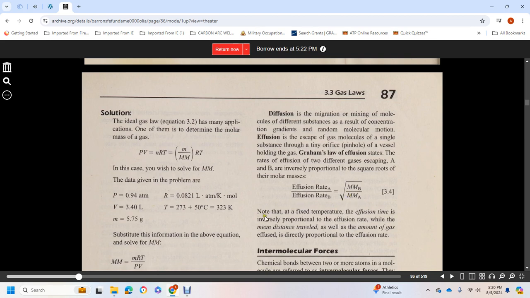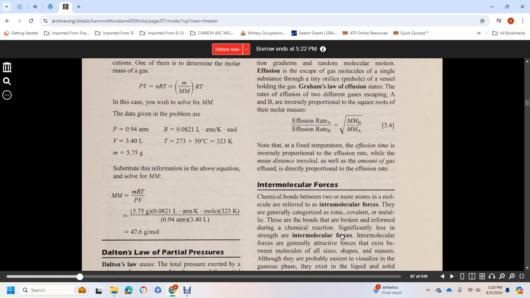Note that at a fixed temperature, effusion time is inversely proportional to effusion rate, while the distance traveled as well as the amount of gas effused is directly proportional to the effusion rate.